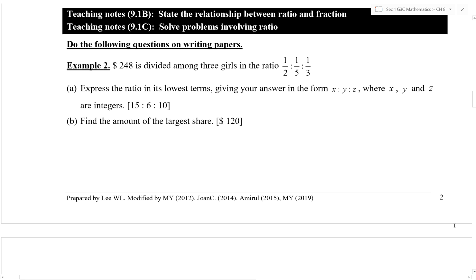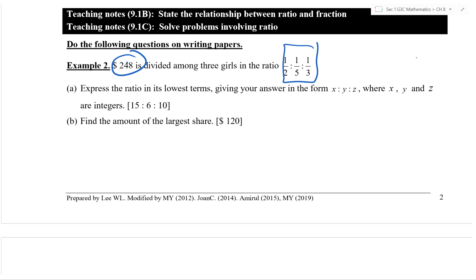Next, example number 2. So we have $248 divided among 3 girls in a ratio half, 1/5, and 1/3. You may be unfamiliar with ratios written down as fractions. We are more used to ratios written down, for example, as 2 to 1 to 3. But this ratio over here in a fraction is also equivalent. We can find its equivalent form with whole numbers, with integers.